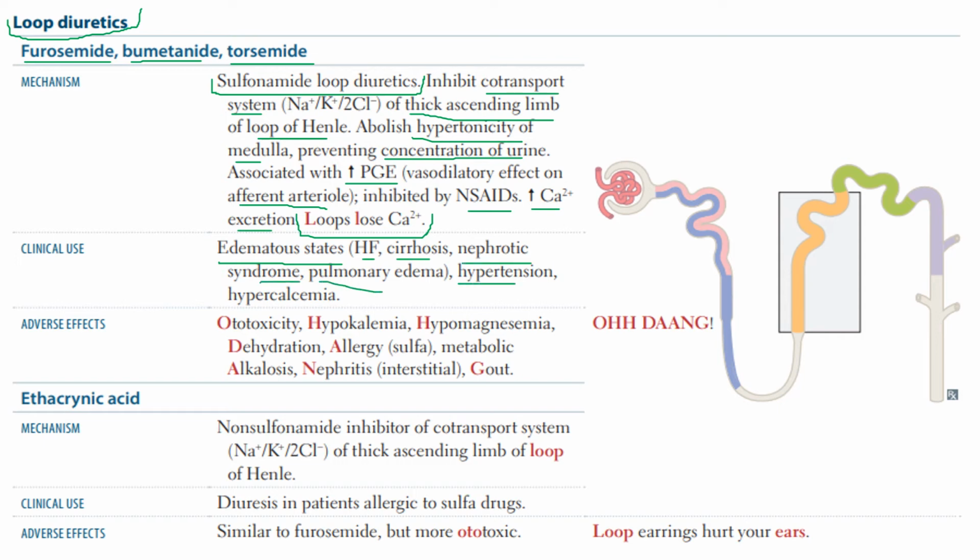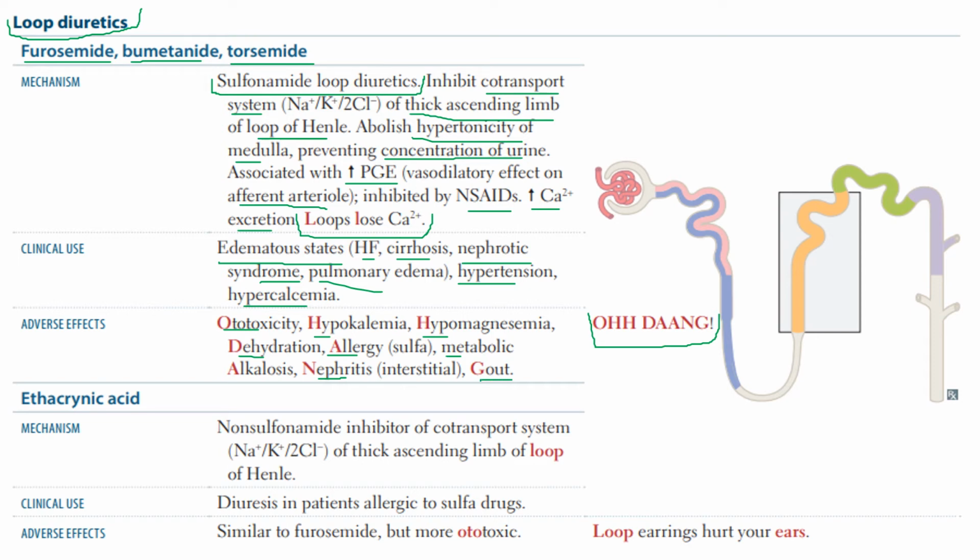It can be used in clinical conditions such as edematous states such as heart failure, cirrhosis, nephrotic syndrome, pulmonary edema, hypertension, or hypercalcemia. It has some side effects which we can remember by the mnemonic OHH DAANG: O for ototoxicity, H for hypocalcemia, second H for hypomagnesemia, both are hypo, D for dehydration, A for allergy to sulfur, A for metabolic alkalosis, N for interstitial nephritis, and lastly G for gout.